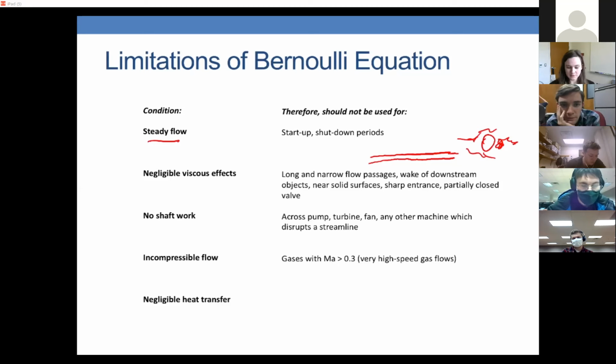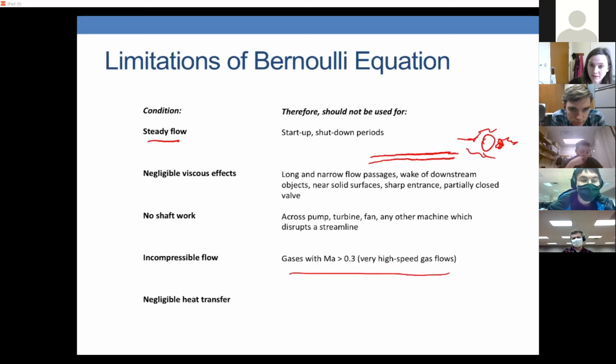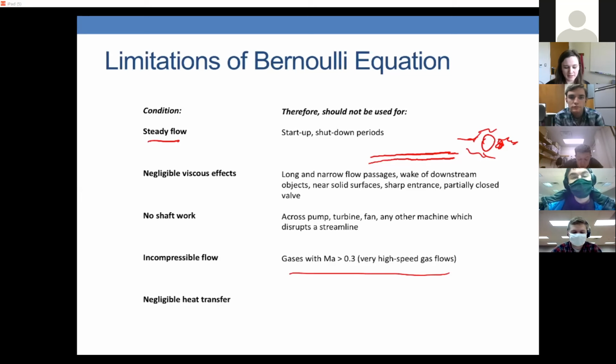Incompressible flow, which was mentioned before, or someone mentioned incompressible flow in the chat, so that is also true, which means no very big pressure changes, no gases with Mach number greater than about 0.3. Again, we will talk about Mach number more in the future. Don't get into it. It doesn't happen that often in your normal life. And heat transfer, so no heating or cooling.